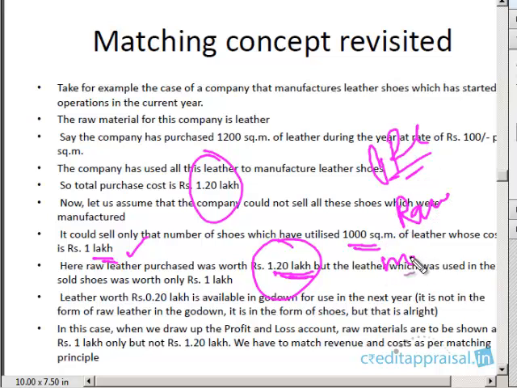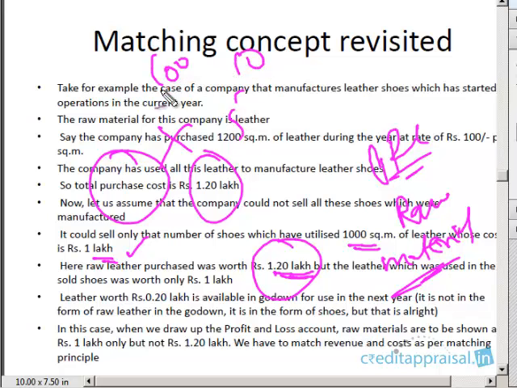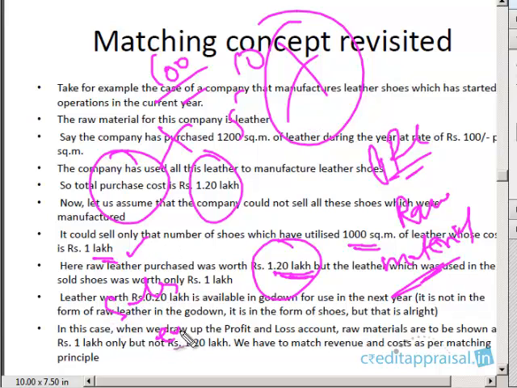This is the point which you are going to understand as we go along. This is as per the matching concept. Please note that the purchase cost is immaterial. So you could have purchased 1.2 lakhs or 5 lakhs or 10 lakhs or 100 lakhs. It doesn't matter, right? What the matching principle says, you have to match the sales and expenses.